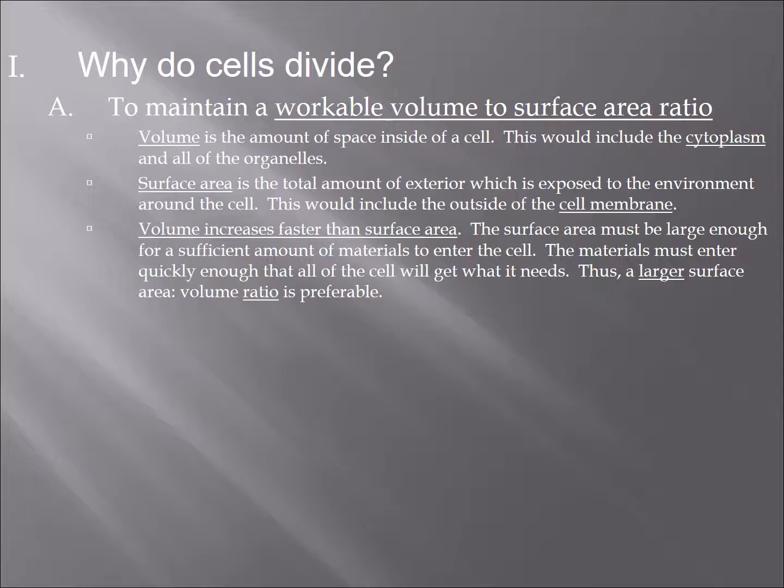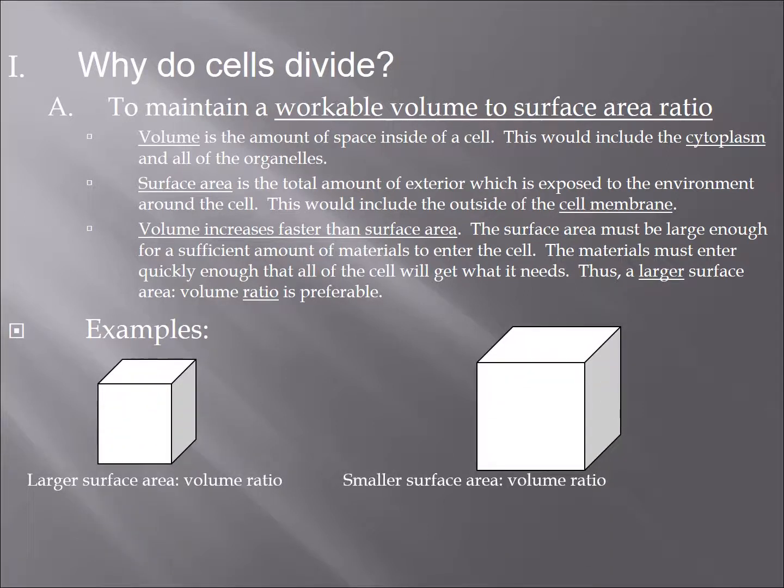Otherwise, it becomes an issue of getting things in and out of the cell enough so that the cell can work. So let's look at an image. Here we have a large surface area to volume ratio in this smaller block than we have with the larger block. So cells prefer the large surface area to volume ratio, that is the smaller piece.